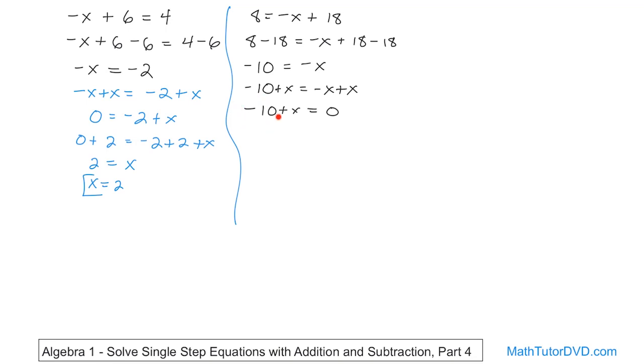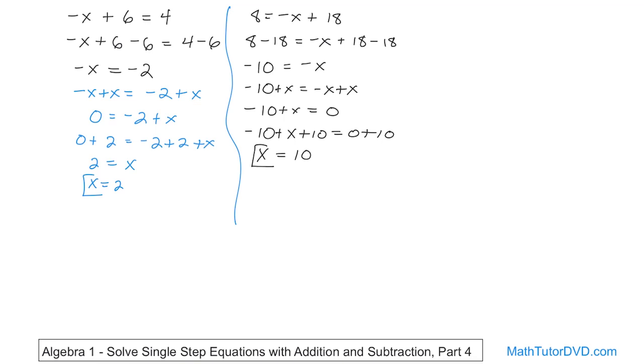Now we need to get rid of the negative 10. How do you do that? You add 10 to both sides. So negative 10 plus x plus 10 is equal to 0 plus 10. We just add 10 to both sides. On the left, the negative 10 adds with this to give me 0, so all I have on the left is x, and all I have on the right is 10, and the answer is x is equal to 10.